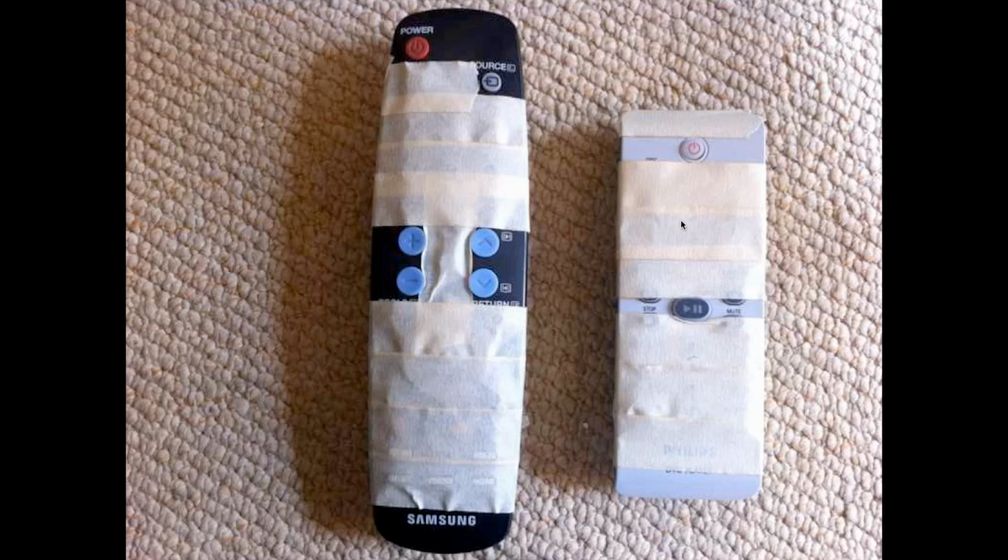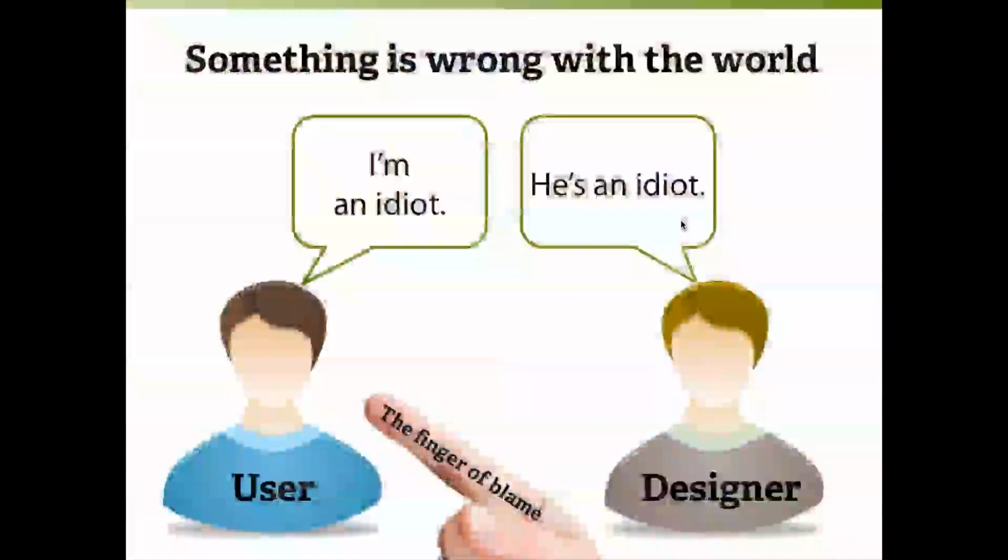So here's how things happen. Something's wrong with the world. This is how the world looks with most devices. When a user can't use something, with the user and designer there, the user normally says, oh, I'm an idiot.